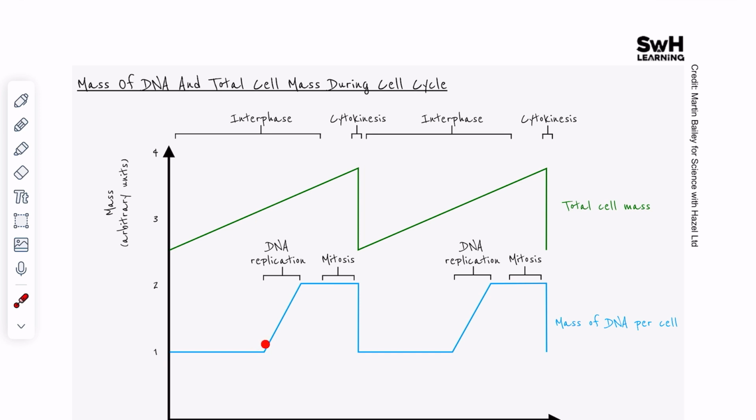If we look at the bottom blue line, which is to do with the mass of DNA, the DNA mass only starts increasing when that DNA replication stage of interphase occurs. So once that DNA has finished replicating, you can see its mass has doubled according to the y-axis scale. And then at cytokinesis, again, when you split your cells, you're obviously going to go down to your original amount of DNA. And the cycle continues.